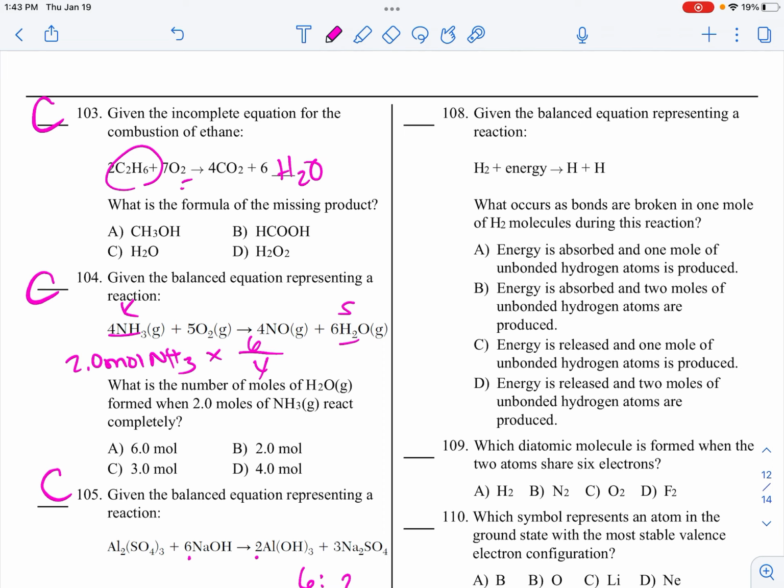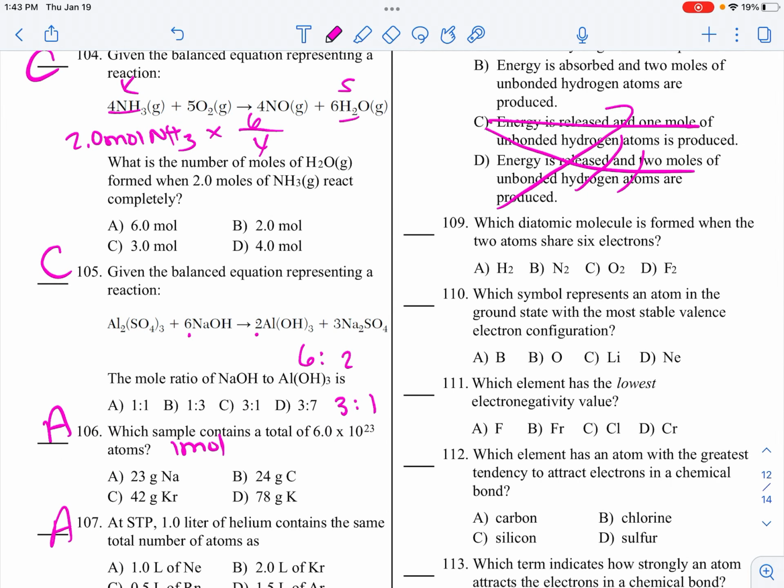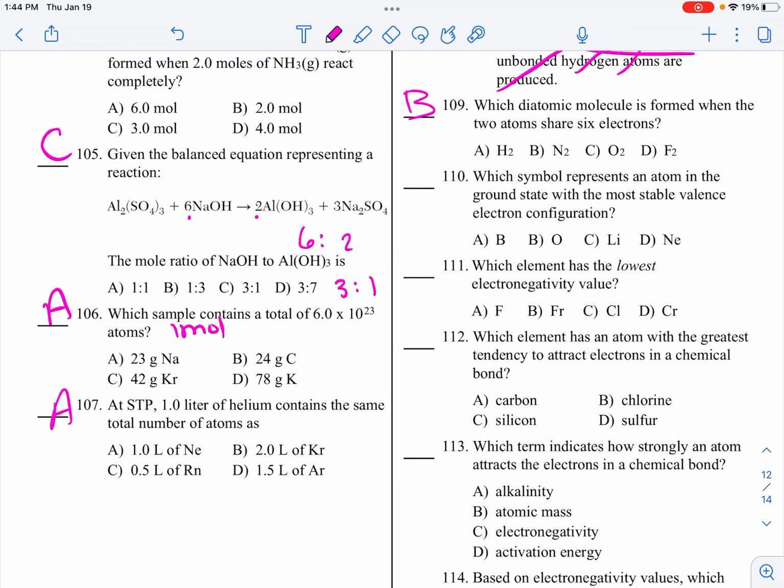What occurs as bonds are broken? So energy has to be absorbed because it is on the reactant side. And 2 moles of unbonded hydrogen atoms are produced. 1 mole of hydrogen atoms are produced? Well, I see 2, so I'm going to go with 2. Which diatomic molecule is formed when they are sharing 6 electrons? Oh, no. I don't think you could answer this one yet. Yeah, this is nitrogen. Didn't teach that one yet. Which symbol represents an atom with a ground state with the most stable valence electrons? This would be, careful, D, neon.